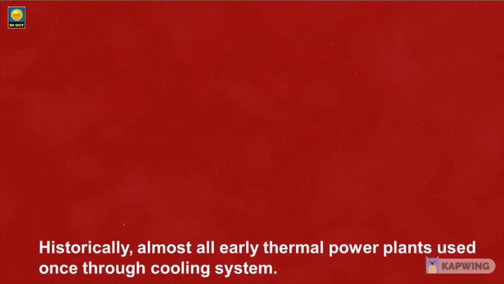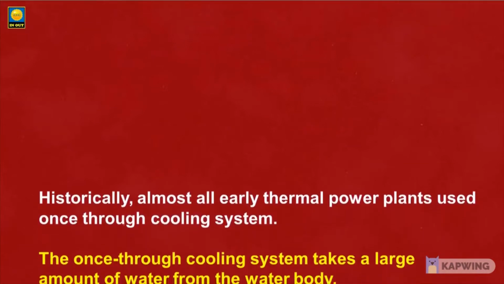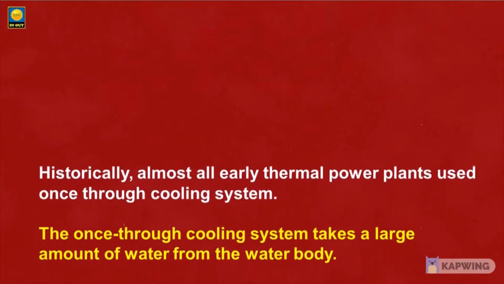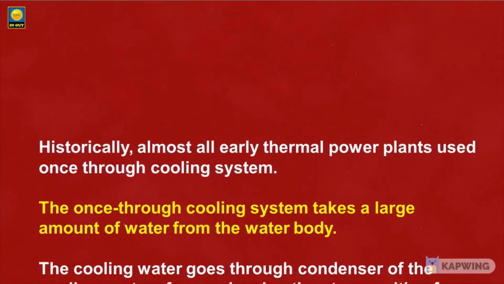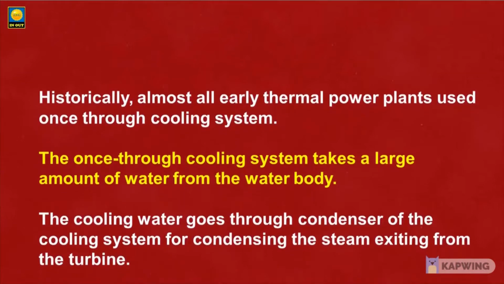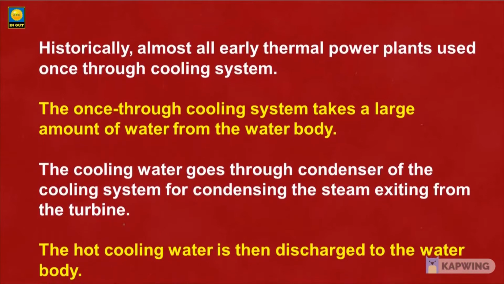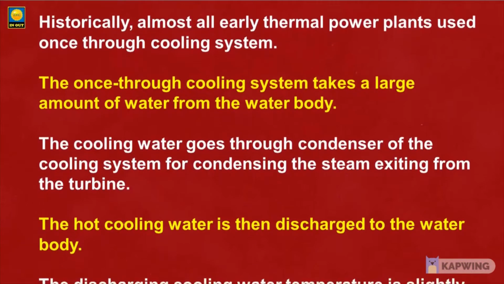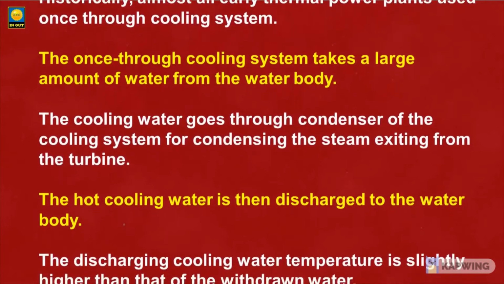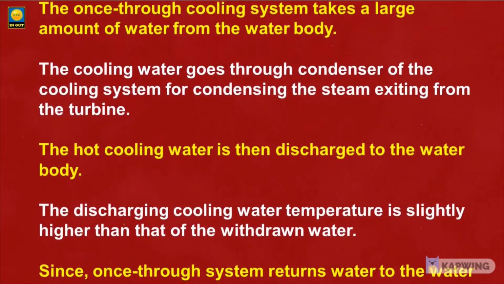Historically, almost all early thermal power plants used once-through cooling system. The once-through cooling system takes a large amount of water from the water body. The cooling water goes through the condenser of the cooling system for condensing the steam exiting from the turbine. The hot cooling water is then discharged to the water body. The discharging cooling water temperature is slightly higher than that of the withdrawn water.